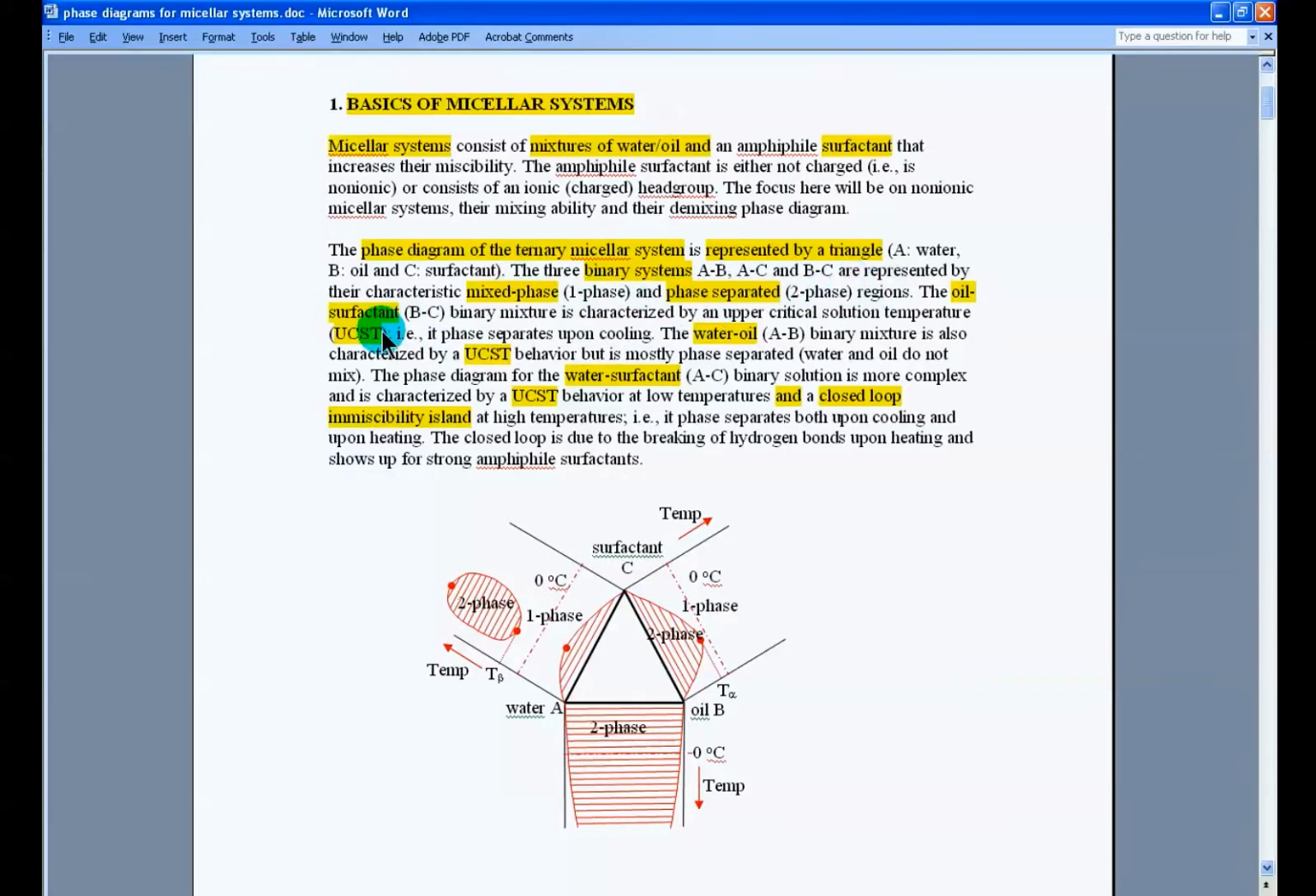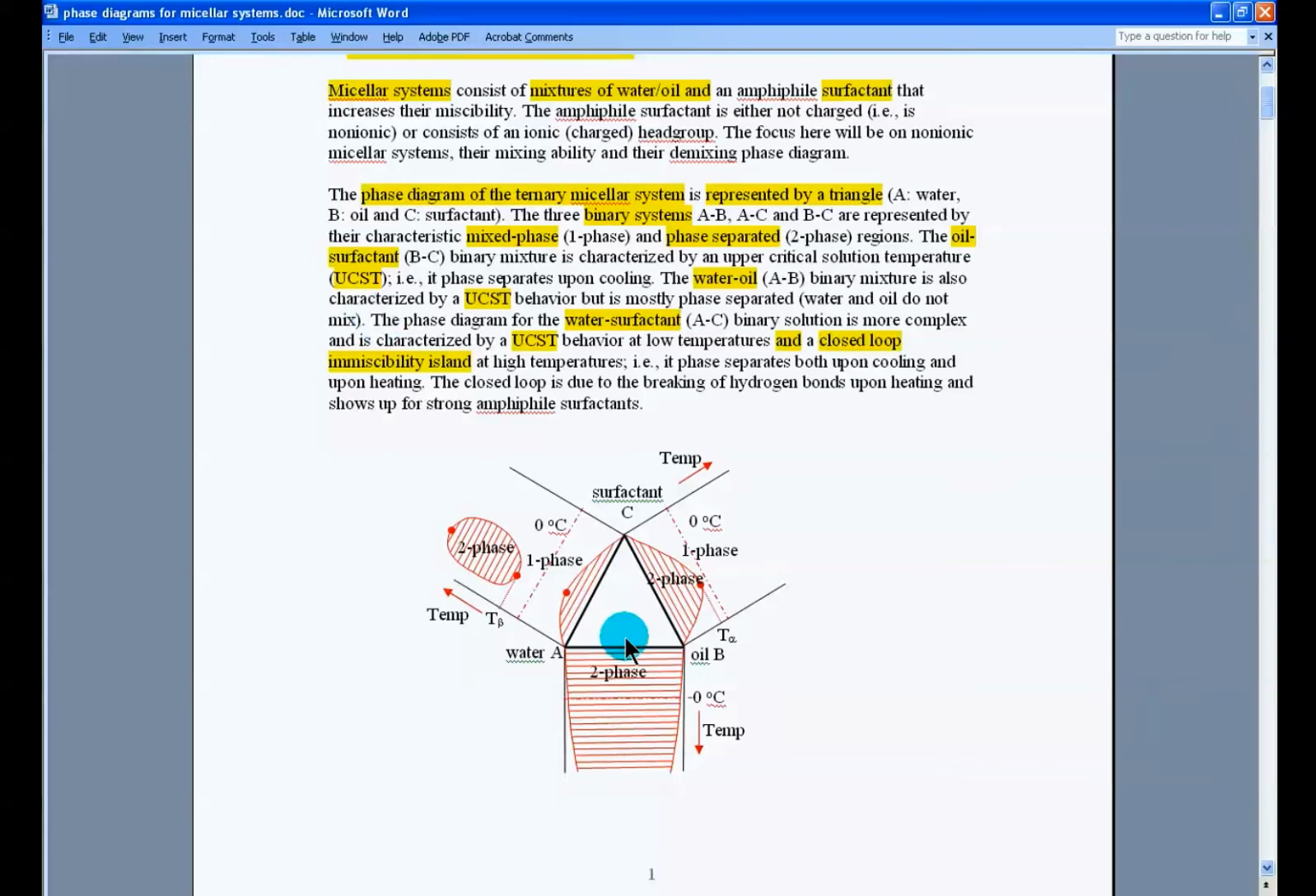For example, the oil surfactant system is an upper critical solution temperature, UCST. In other words, if we cool down, phase separation gives a 2 phase region, and there is a 1 phase region at high temperature.